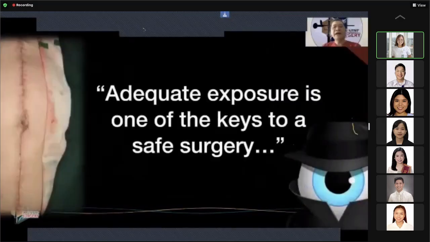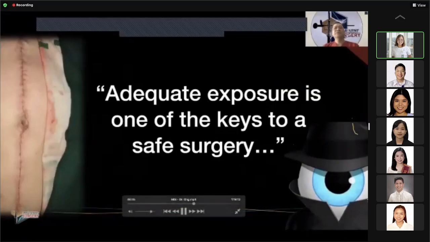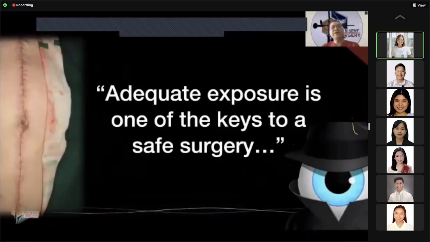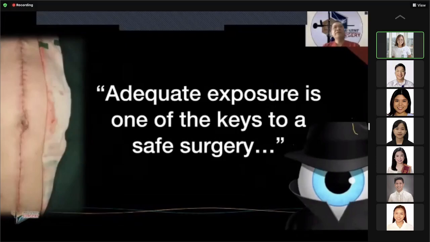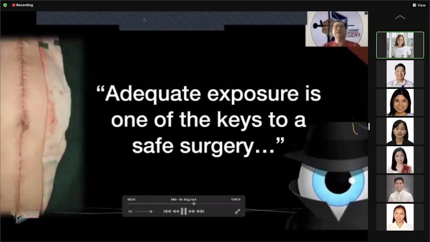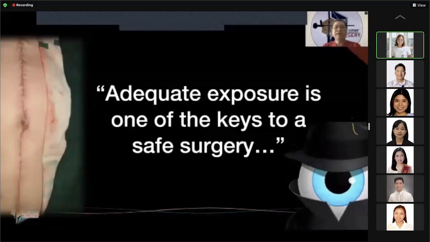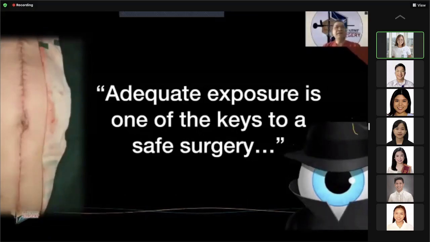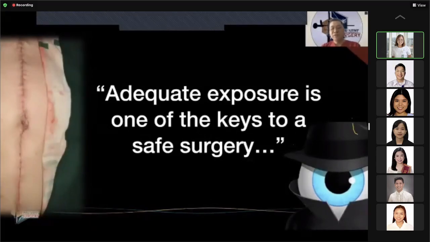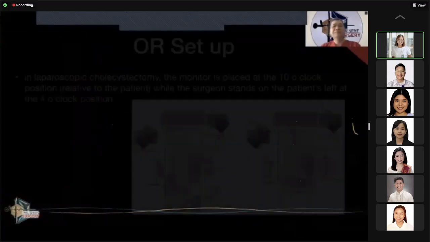So the key is adequate exposure. So when we say adequate exposure, we aim for a safe surgery. That's why in open surgery, they say bigger incision is safer and bigger incision for bigger surgeons. No, that was the saying before. But now, I think this adequate exposure was actually augmented by great images that we use in laparoscopy.